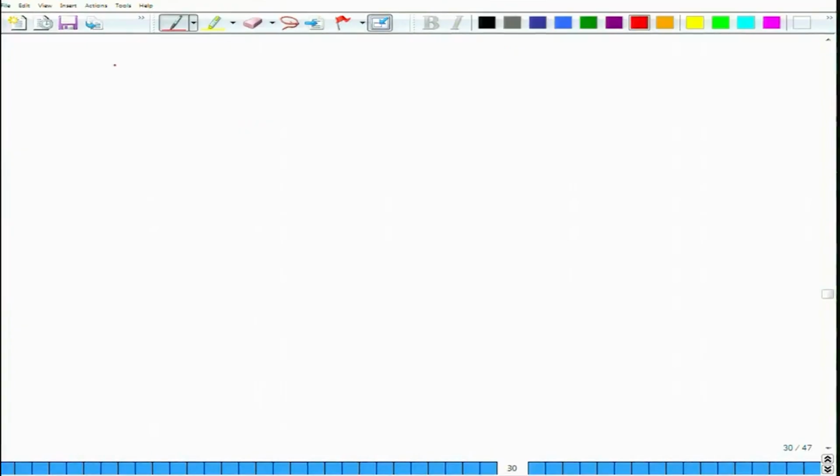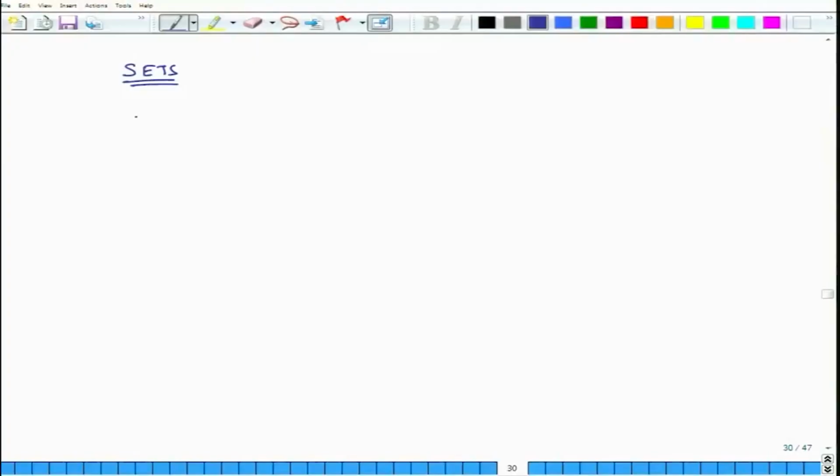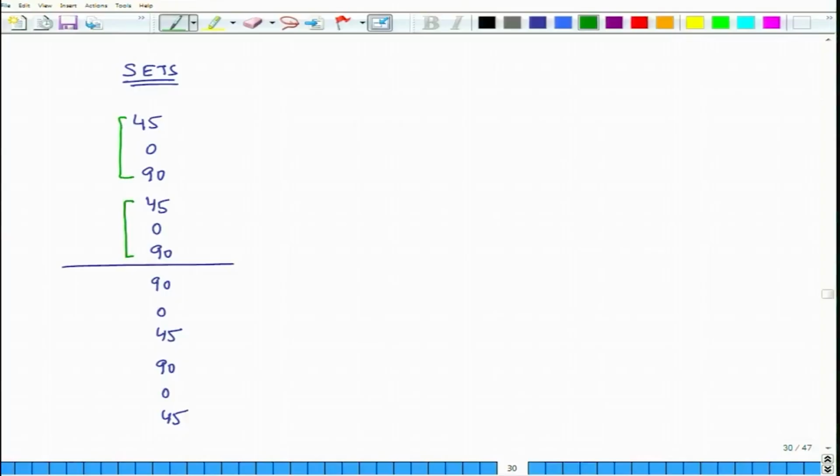Let us do another one. In this case we have sets. So what happens in several sequences is that layers come in sets, they do not come individually. So we will see an example. One example is 45, 0, 90, 45, 0, 90, and this is symmetry. So 90, 0, 45, 90, 0, 45. Okay. So this is coming as a set, and this is again coming. So this set is being repeated.